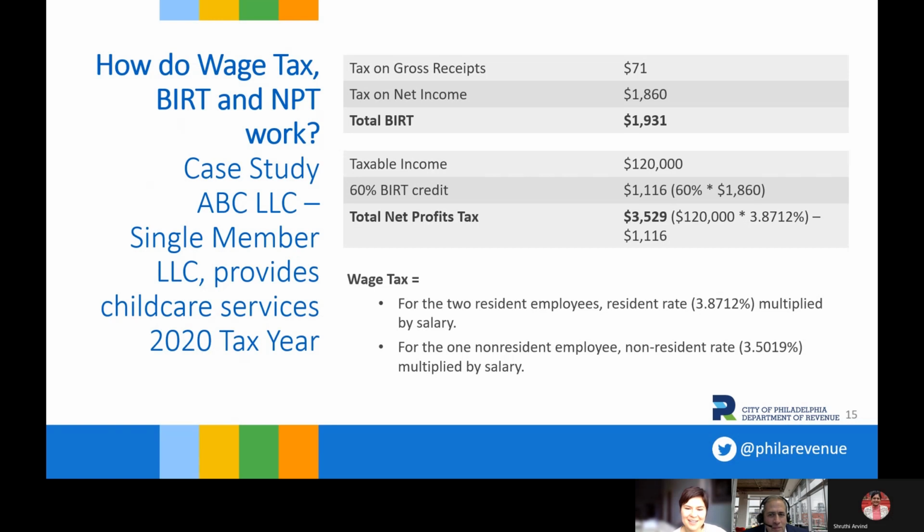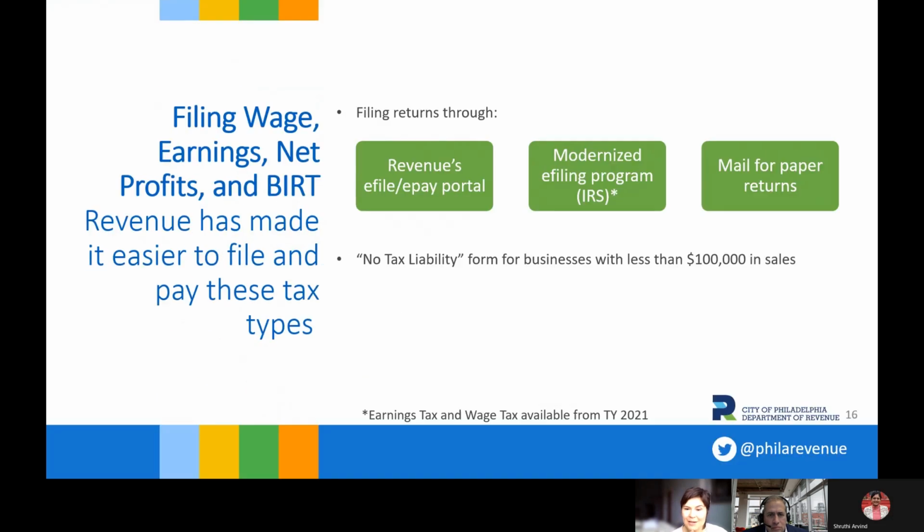Right. And then you've got the example there about which wage tax. You've got 2 resident employees. They're going to be taxed at 3.8712. They're going to be taxed at the resident rate, which, by the way, we'll talk later, does change. So you got to be really aware of it. And then the one person who lives in Montgomery County, they're going to be taxed at the non-resident rate. Again, working with a tax professional or working with a payroll company is going to help make a lot of that easier.